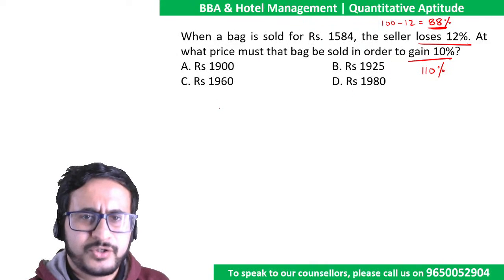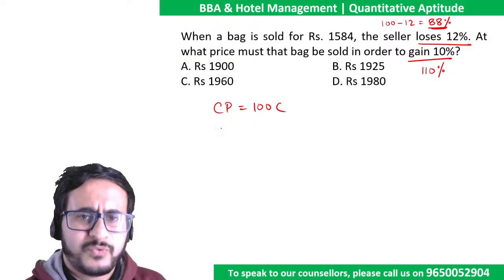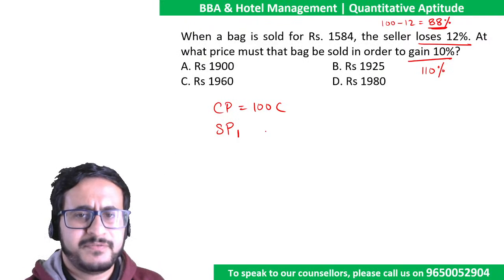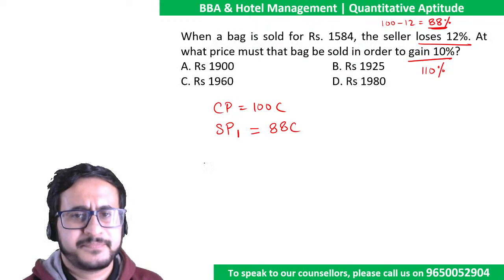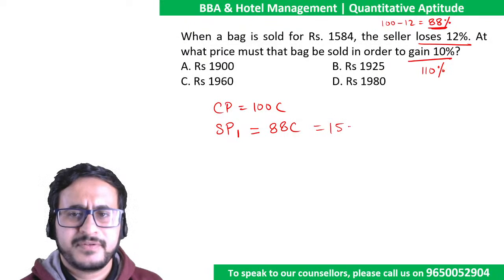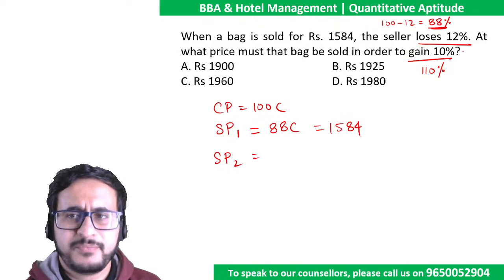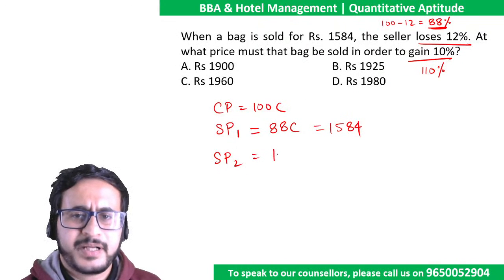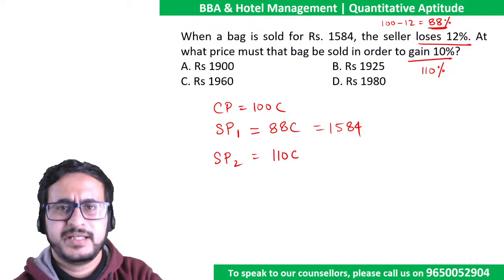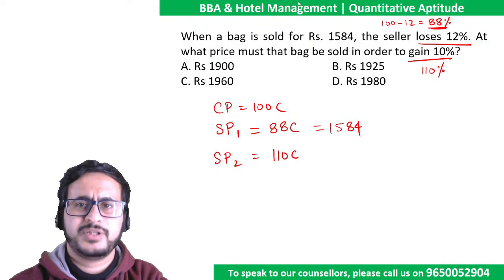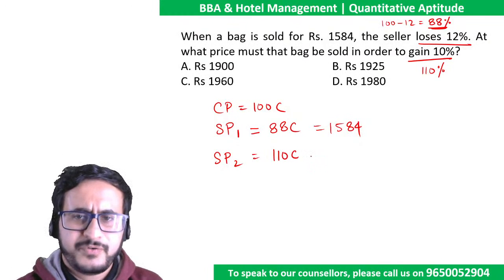Okay. Let us say the cost price is 100C. So what will happen? Selling price in the first case, let us call it SP1, is 88% of this. So that will be 88C. That equals 1584. Now if you have to find the selling price at 10% profit, the price should be 110C. If the cost is 100C, the selling price should be 10% more. So 10 more than 100, that is 110. So 110C, right?